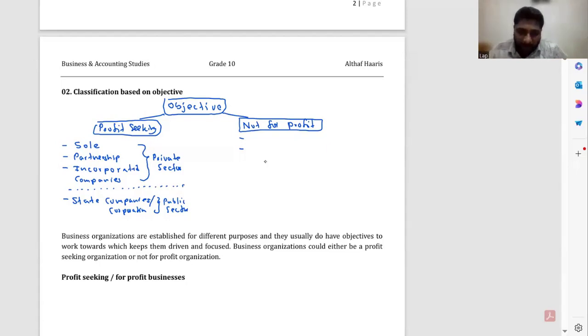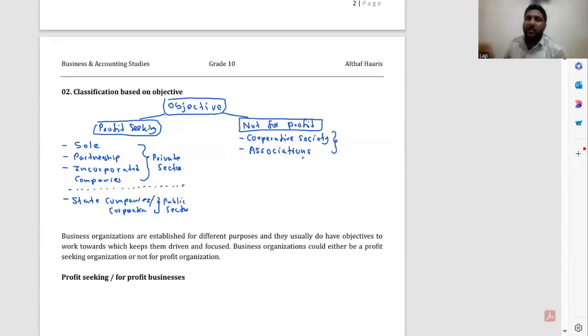One is the cooperative society. Another is the association. Associations.